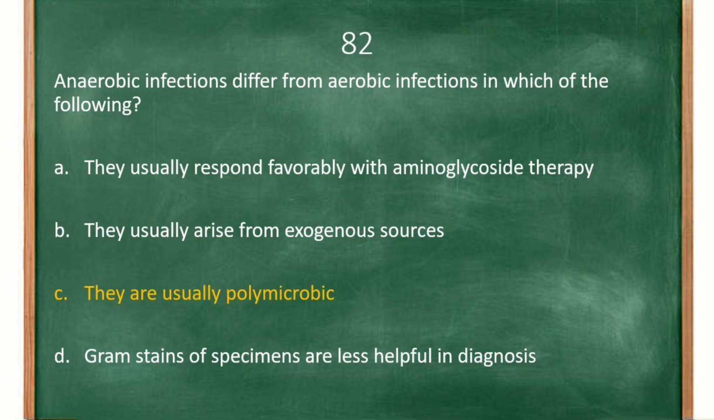Then if you look at option D, gram stain of the specimen are less helpful in diagnosis. Gram stain will still be useful in this case. They are not always definitive for anaerobes because they might not always be visible or easily identified. However, they can still provide some diagnostic information. But the correct answer here is that they are usually polymicrobic.